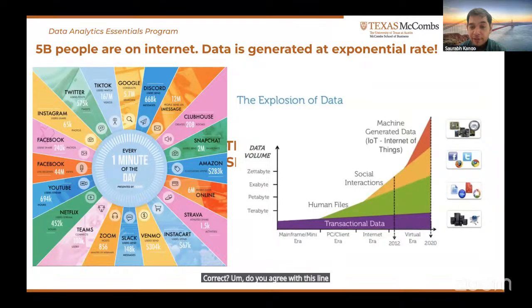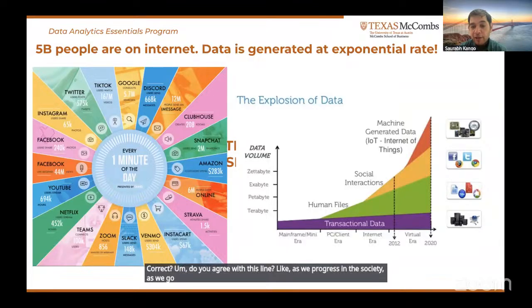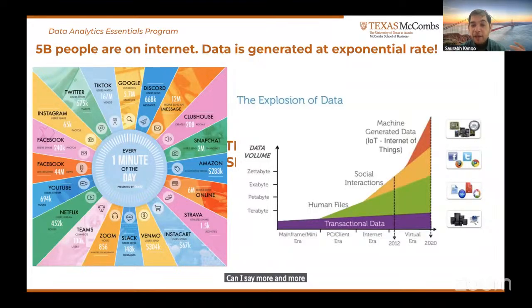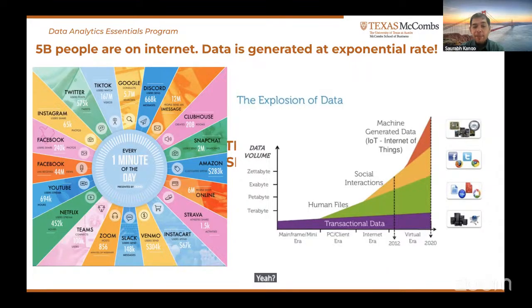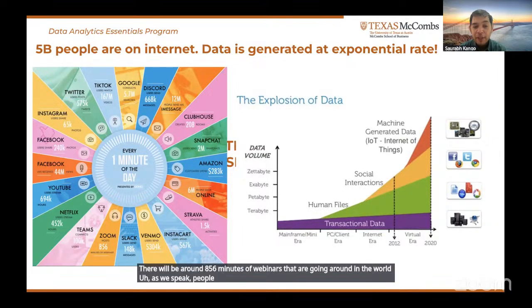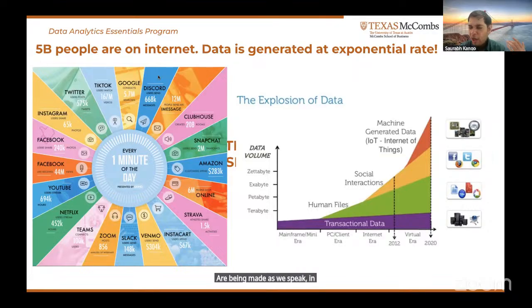As we progress in society, as we go ahead from here, more and more devices will be connected to the internet, and as more and more devices get connected, a large amount of data will be generated and stored. Yeah, so this is what is happening. Just take an example. In this Zoom call, as we speak, there are around 856 minutes of webinars going on in the world. As we speak, people would have posted around 500K tweets in 1 minute, right? So a large amount of data is getting generated around us.